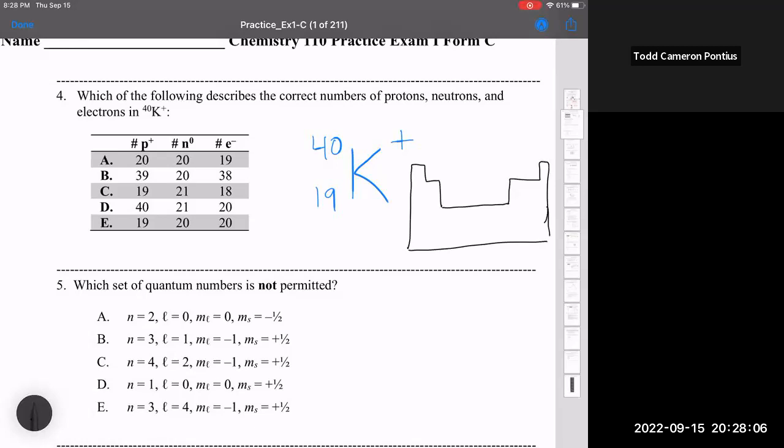Potassium is found right here. It's element number 19, which means it has how many protons? 19.